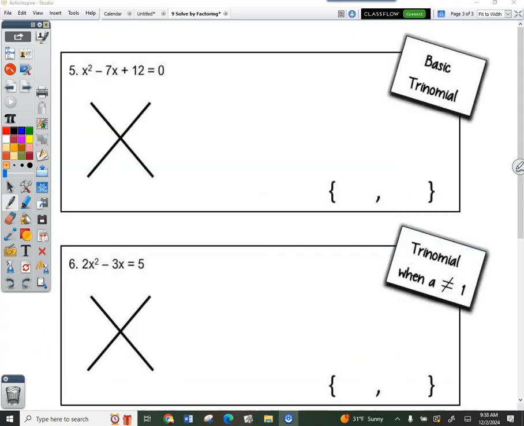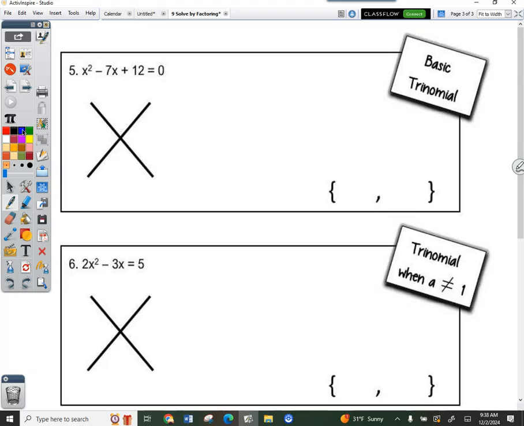So look at number 5. Is there a GCF here? Is there something all three terms have in common? No. Nope. Not other than the number 1. Is it in standard form? Yes. Is it equal to 0? That's all you got to ask. Yes. We're going to do the X game, and then we're going to do the box method.